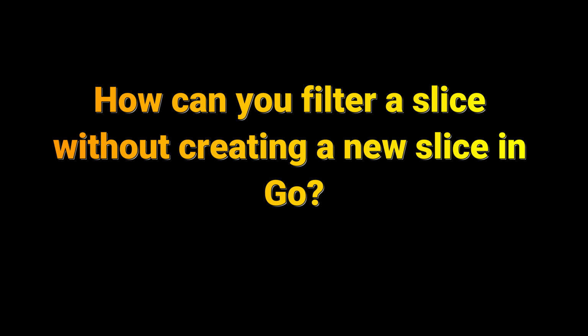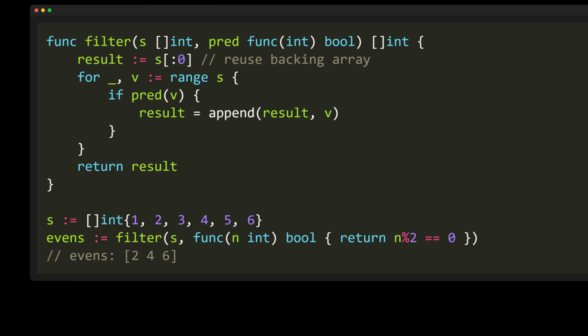Question: how can you filter a slice without creating a new slice in Go? You can filter a slice without allocating new memory by reusing the same backing array. You create a new slice that starts at the beginning of the original slice with length 0. Then, as you find elements that match your condition, you append them to this new slice. This overwrites the original data, but keeps only the elements you want. This is very efficient because no new memory is needed.